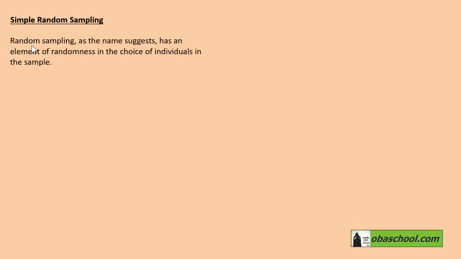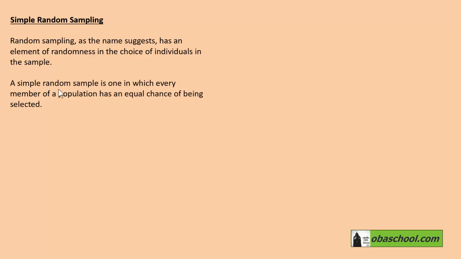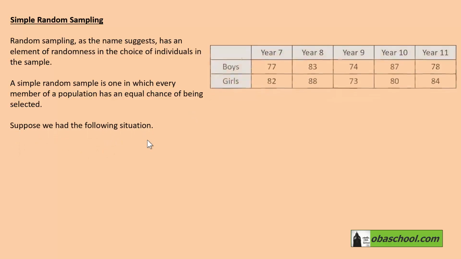Simple random sampling. Random sampling, as the name suggests, has an element of randomness in the choice of individuals in the sample. A simple random sample is one in which every member of a population has an equal chance of being selected. Suppose we had the following situation.